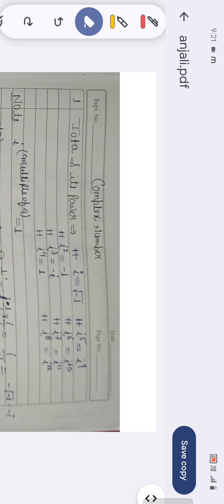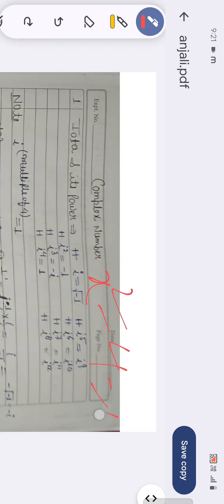If we talk about complex number, it is very different from real numbers. For example, suppose that we want to find out the root of any quadratic equation. x square minus 4 is equal to 0. Then x square is equal to 4 and x will be root of 4, and x is equal to plus minus 2. So the roots of x square minus 4 is equal to 0 are plus minus 2.